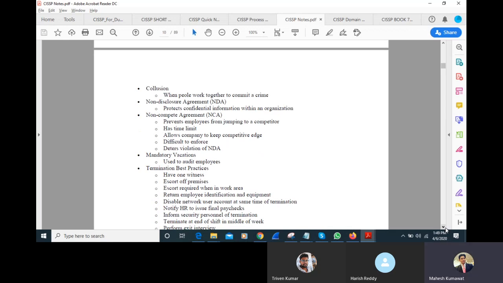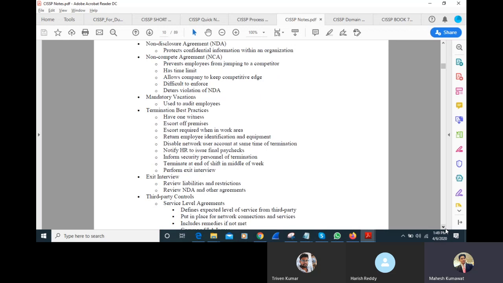A non-disclosure agreement (NDA) protects confidential information within an organization. A non-compete agreement (NCA) prevents employees from jumping to a competitor. It has a time limit and allows companies to keep a competitive edge. It is difficult to enforce and refers to violation of the NDA. Mandatory vacations are used to audit employees.